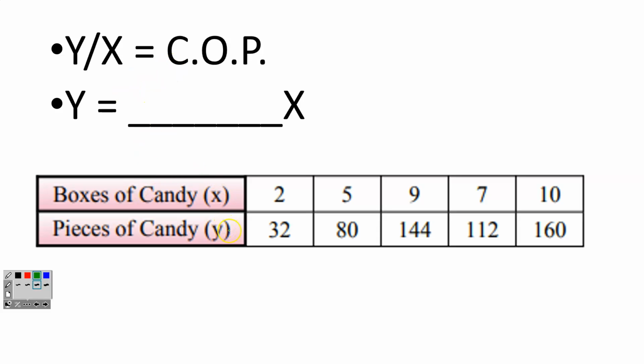Okay, we'll just do this last one right now. COP is y divided by x, so my y divided by my x. 32 divided by 2 gives me an answer of 16. So I'm going to check it for the rest of them. 80 divided by 5 is 16. 144 divided by 9 is 16. 112 divided by 7 is 16. And 160 divided by 10 is 16. So my COP is 16. I'm going to put it right there in my equation.